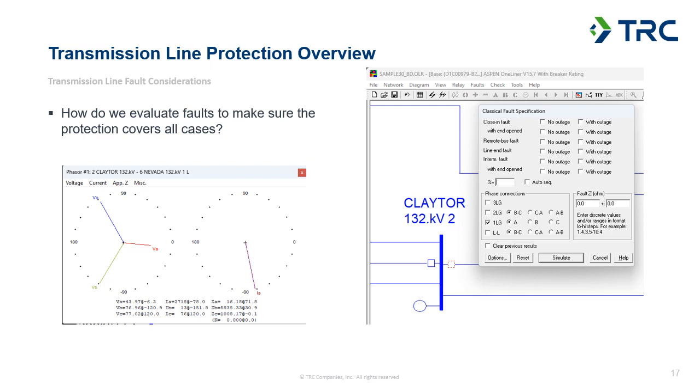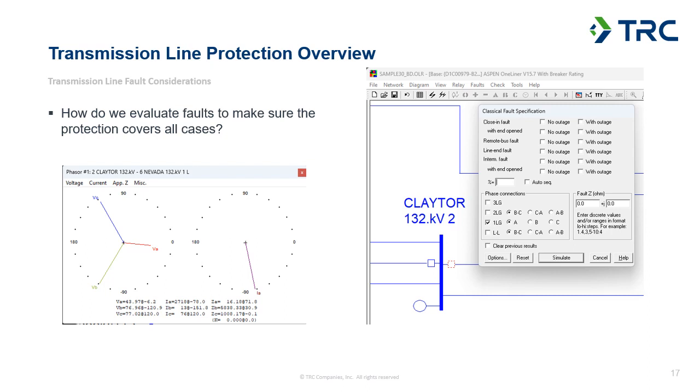We've got a lot of different fault types and fault locations. We've got different system strength and outage considerations that need to be taken into account. So how do we evaluate all this and make sure that our protection covers all the cases and we're looking at the right things? Well, you can certainly go through and manually hand calculate the fault results and determine what the currents and voltages on the system and at a relay location are for a given fault condition. But generally, we're really leveraging some kind of simulation tool.